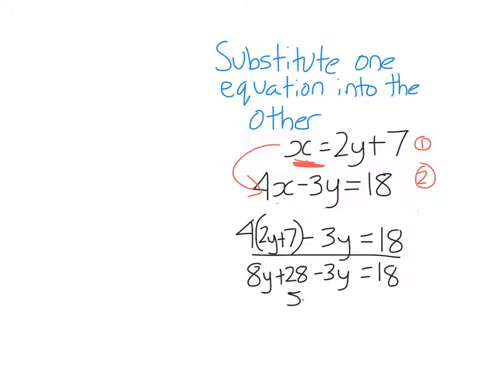We get 5y plus 28 is 18. Subtract 28 from both sides. Divide by 5. I get y is minus 2. So again, we're not done. We've only found one variable.